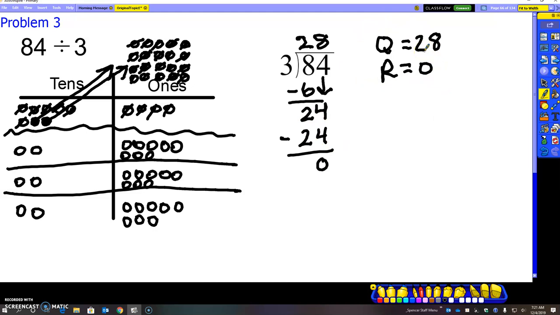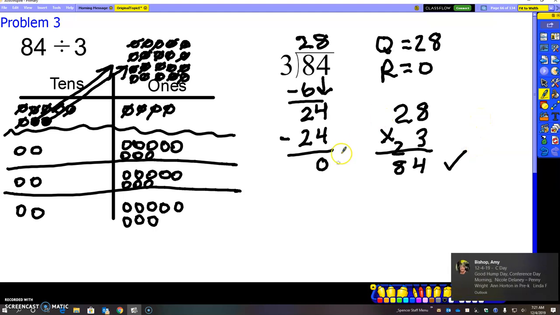I'm also going to quickly check this one. On your problem set they're going to ask you to check. I just want to remind you what that looks like. I'm going to take 28, which was my quotient, multiply it by 3 and see what I get. So I've got 24, I have 6, 7, 8. That does indeed check, and hopefully that does it for you today with division with remainders in the tens.